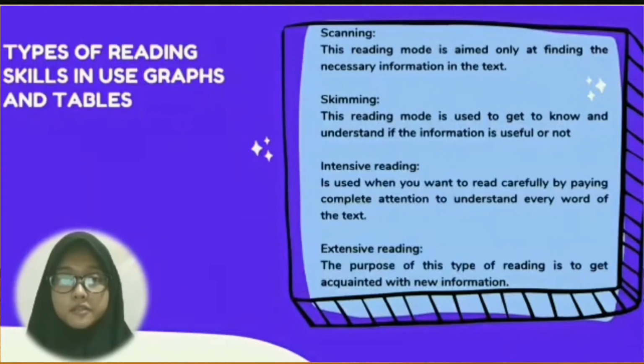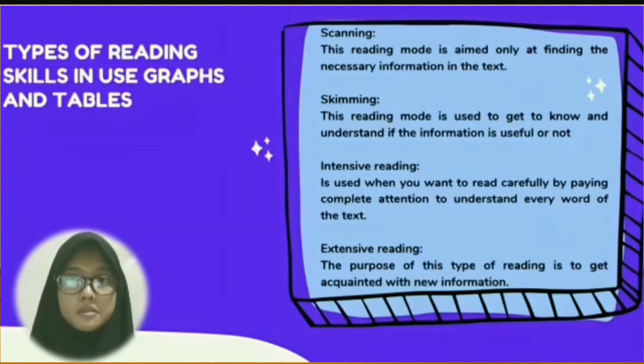Reading skills have several types. There are scanning, skimming, intensive reading, and extensive reading. The first is scanning. This reading mode is aimed only at finding the necessary information in the text. In this reading mode, it is done briefly and quickly, but must be done carefully. This technique doesn't mean complete immersion in the text and a deep understanding of the fix and analysis of grammar construction. The second is skimming.